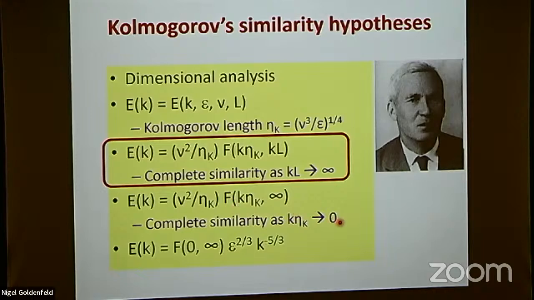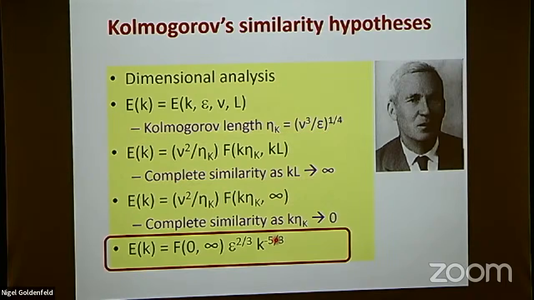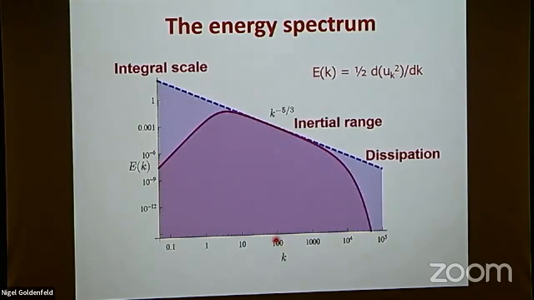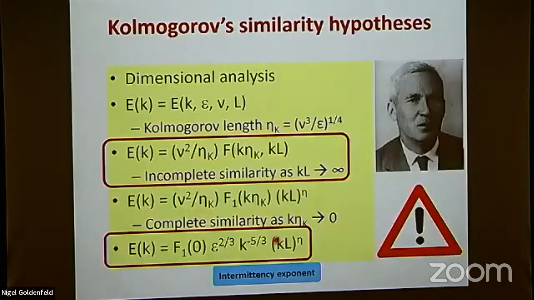So we're going to assume that K eta goes to 0, and then what happens is you get a constant, which I've inaccurately written down as f0 in infinity, and then it turns out you get epsilon to the 2/3, K to the -5/3. So this thing over here is what is known as Kolmogorov's first similarity hypothesis. There's a second assumption that goes into this. And so that's how you get the K to the 5/3 law, and you get the familiar K41 spectrum.